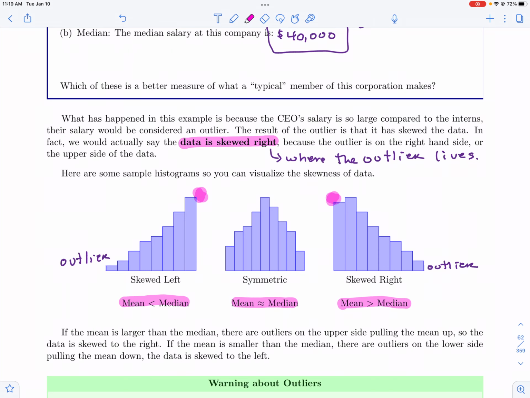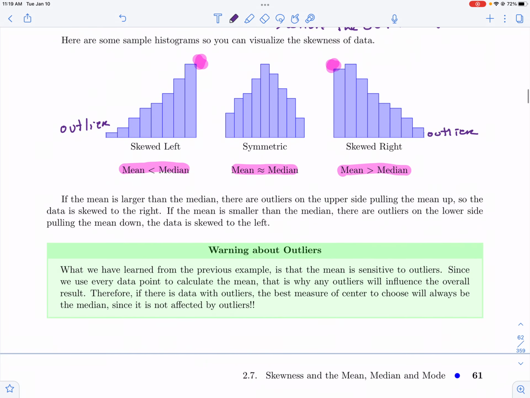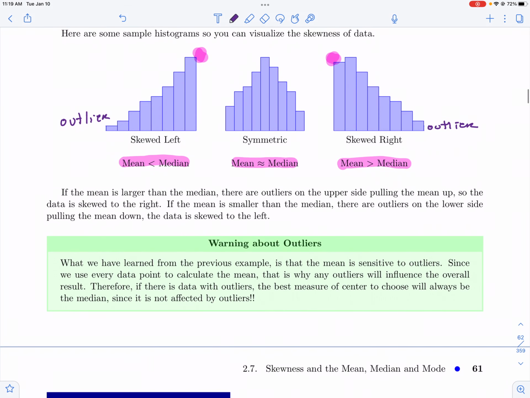But all right, so the green just again gives you a big warning, which I've been mentioning in the last couple of videos, that if there are outliers, the outliers are going to affect the mean. And if that's the case, if you have a choice between mean or median, you want to always choose the median as your measure of center in a situation like that.